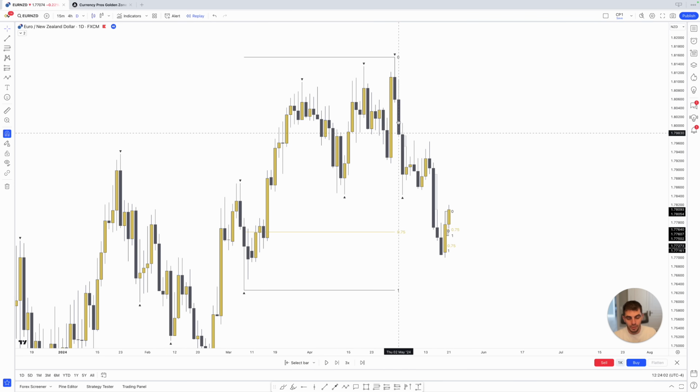And I was simply waiting for price to retrace back into these discounted levels, which it of course did. And so once it got to those discounted levels, I was then monitoring the lower time frame, which we'll go over in a sec, to look for potential long opportunities to get involved.